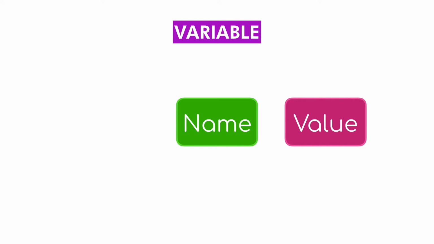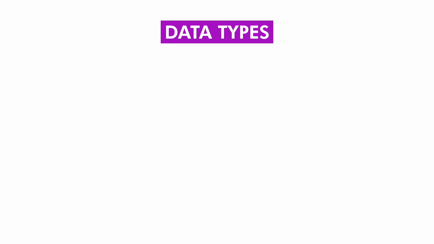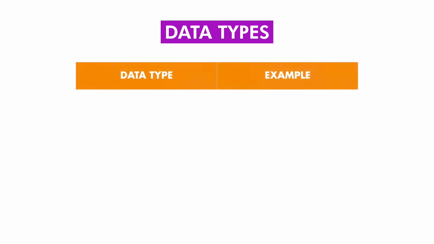In Python, variables consist of a name and a value. But there's a really important third characteristic of a variable, which is the data type. So variables can store different types of data. Let's see the most common data types, which are called primitives. First up is integer, or int, which can be any whole number.